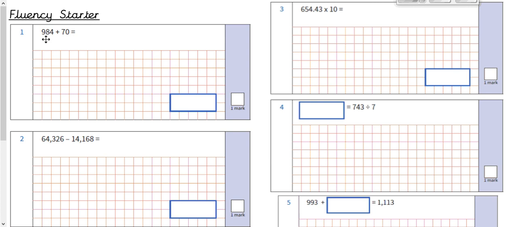So what I'd like you to do is have a look at these problems. You're going to think whether you need to solve them mentally or using a written method. Have a go at them, and then we'll go through the answers and talk about how you solve them. So give it a pause now and have a go.